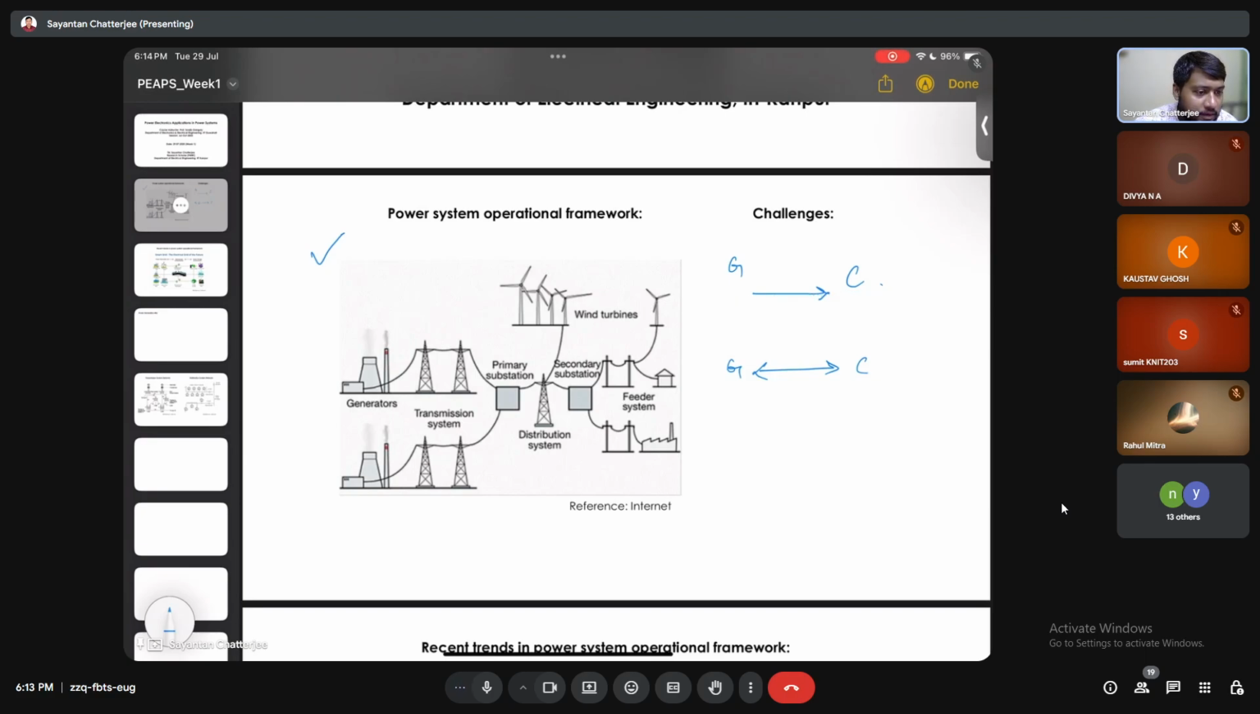So anybody has any idea what power flow means? The UG people, who are going through UG courses?